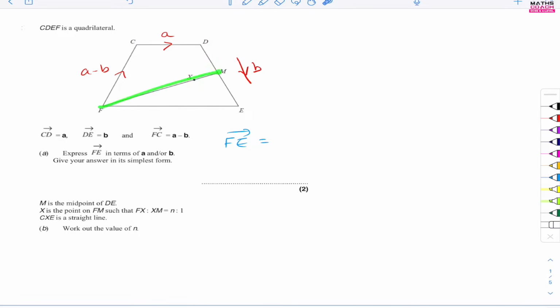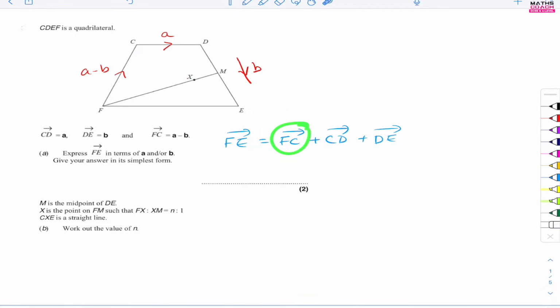I can go across this way, which I don't really want to at this stage because there's no route here that is written down. But I can go from F to C, C to D, and then D to E. So I'm going to go F to C, add on C to D, and the final one is D to E. I'm just tracing out the route here because it helps a lot of students understand what they are doing.